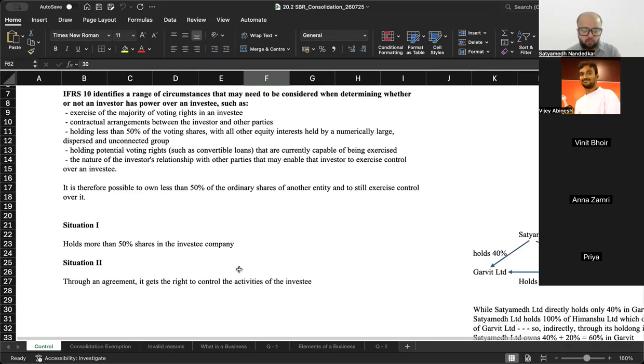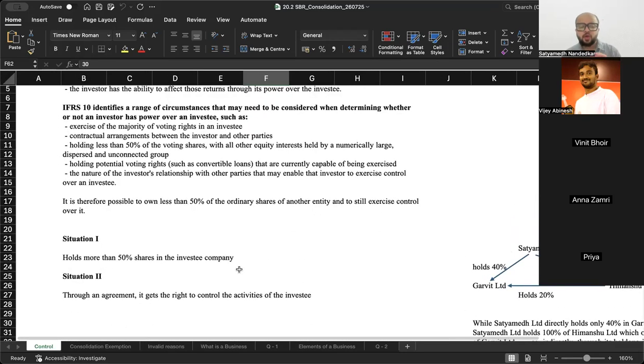What are these? Contractual arrangement between the investor and the investee, or the investor and other parties. I hold 40% shares, but I have an arrangement through which I am in the position to appoint a majority of directors on the board. Although my holding is less than 50%, that could potentially give me control.